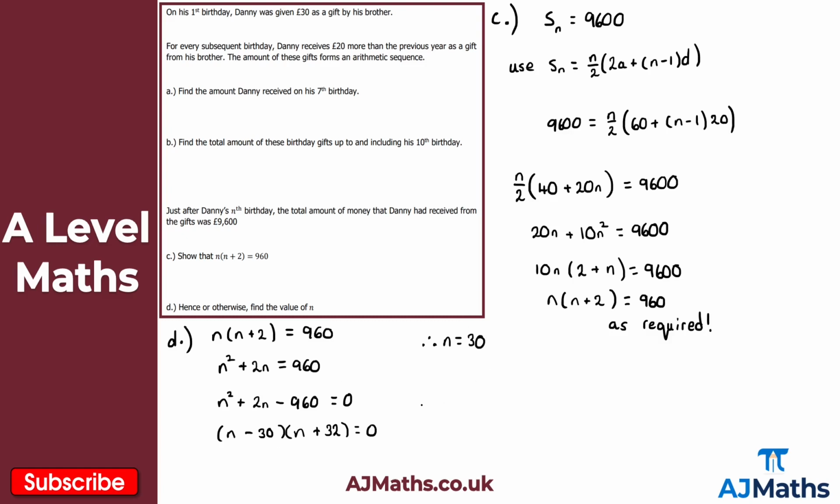So in that case then, just after Danny's 30th birthday, the total amount of money that Danny had received from the gifts was £9,600. Okay, and there we have it. So that's the solution to part D, and that gives the solution there to question 1.